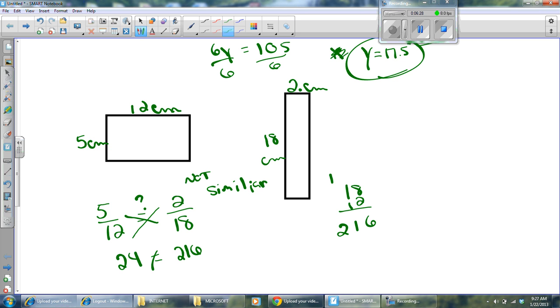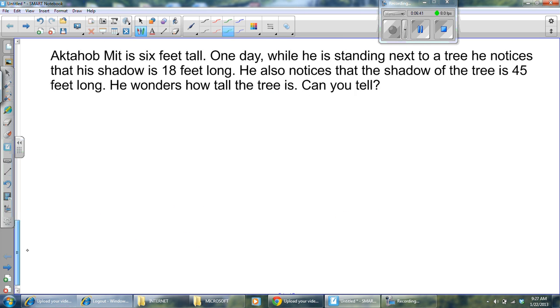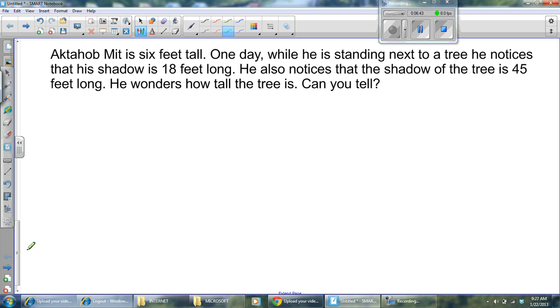So to determine if two polygons are similar, I found the cross products. I set up a proportion and cross multiplied. If I get the same number on both sides, then they are. But in this case, they're not. Okay, one last sample problem for you.